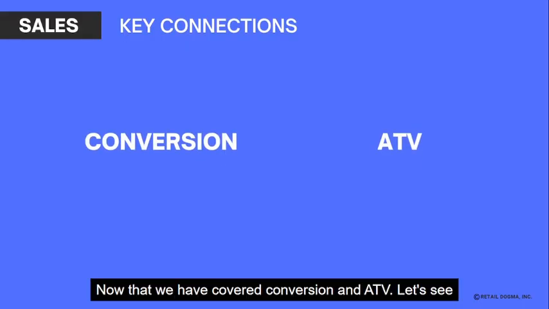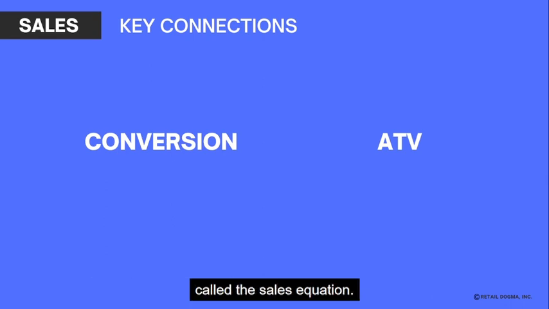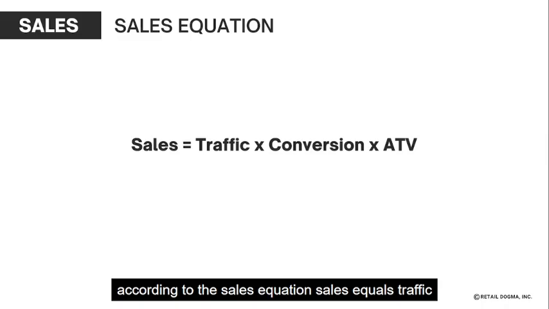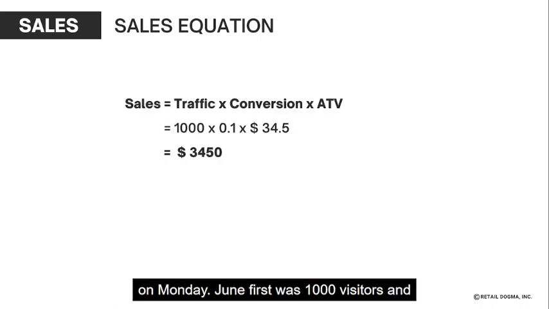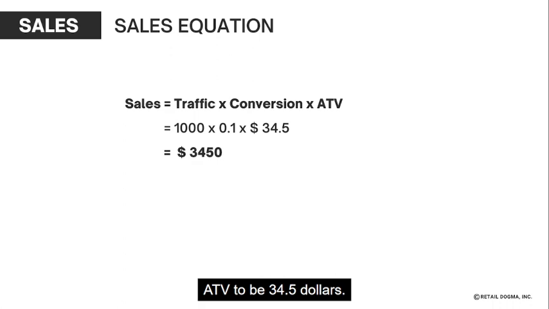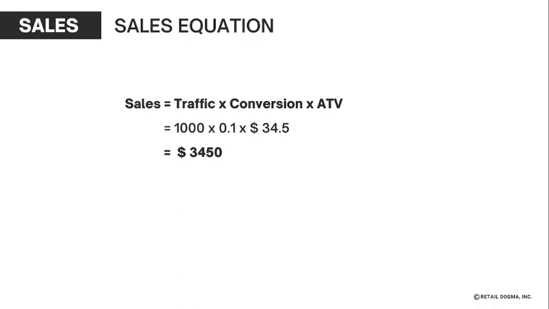Now that we have covered conversion and ATV, let's see how they can both affect sales using what is called the sales equation. According to the sales equation, sales equals traffic multiplied by conversion multiplied by ATV. To continue with our example, we said traffic on Monday, June 1st was 1,000 visitors, and we've just calculated conversion to be 10% and ATV to be $34.5. Sales equals traffic times conversion times ATV. That's $3,450.